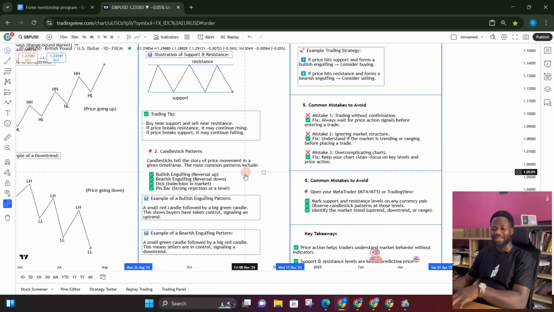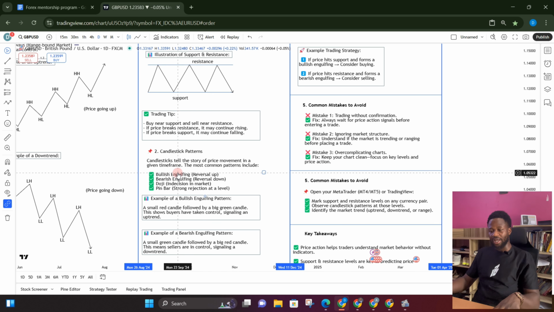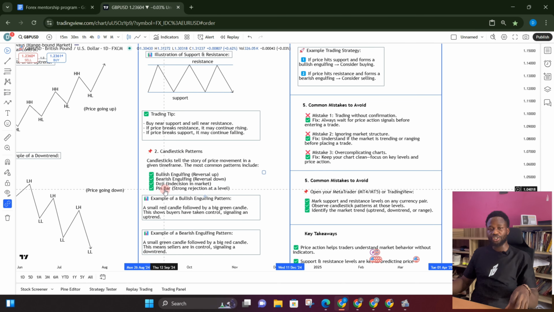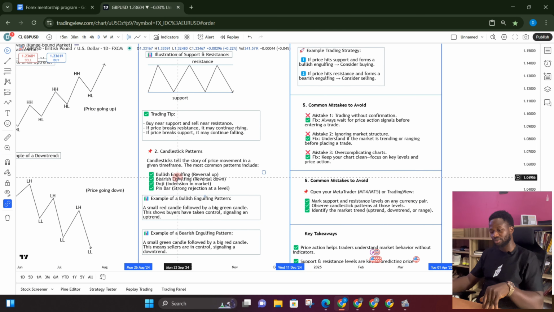The most common patterns include, you know, engulfing. When you put bullish in front of it, it means what? A reversal up. Bearish engulfing. Don't worry, I'll give an example of that. A reversal down. The doji, you know, the doji is a candlestick that does not have enough body but has too much wick compared to the body. That could be an indecision in the market.